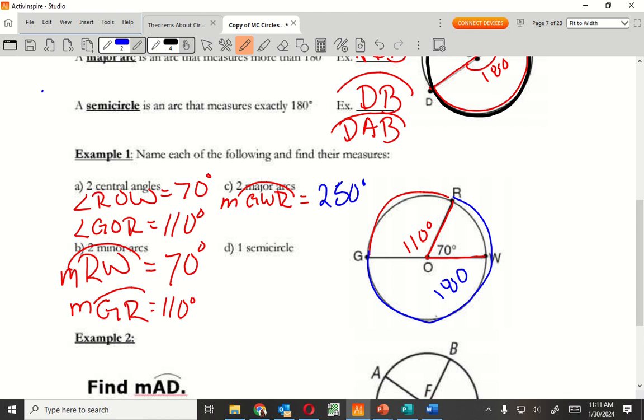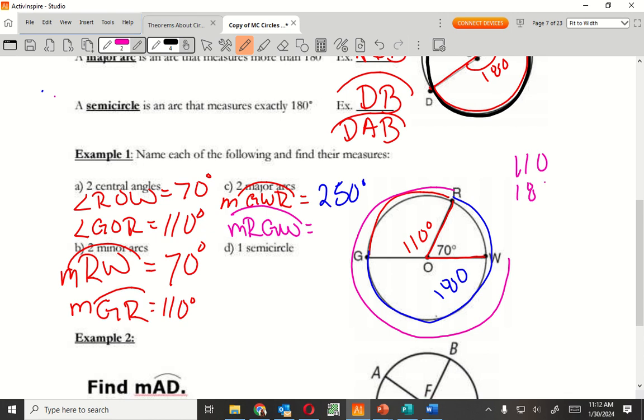Now, I'm going to need someone else to give me a major arc. Yes, this guy. RGW. Very good. What do you think the measure of RGW is going to be? R to G to W. It's 180 down here, right? From G to W is 180, and I'm adding another 110. So 180 plus 110. 290. 490. 290. 190. Look, 110, 180.